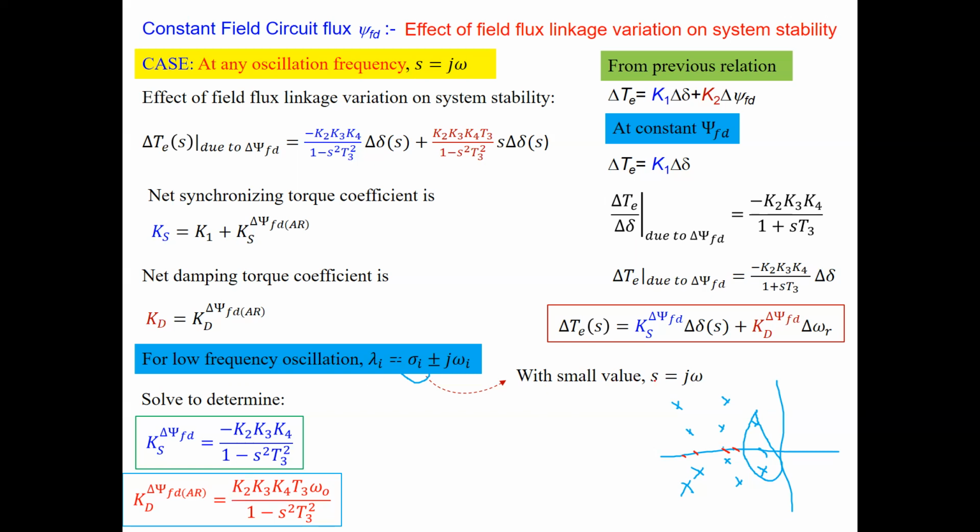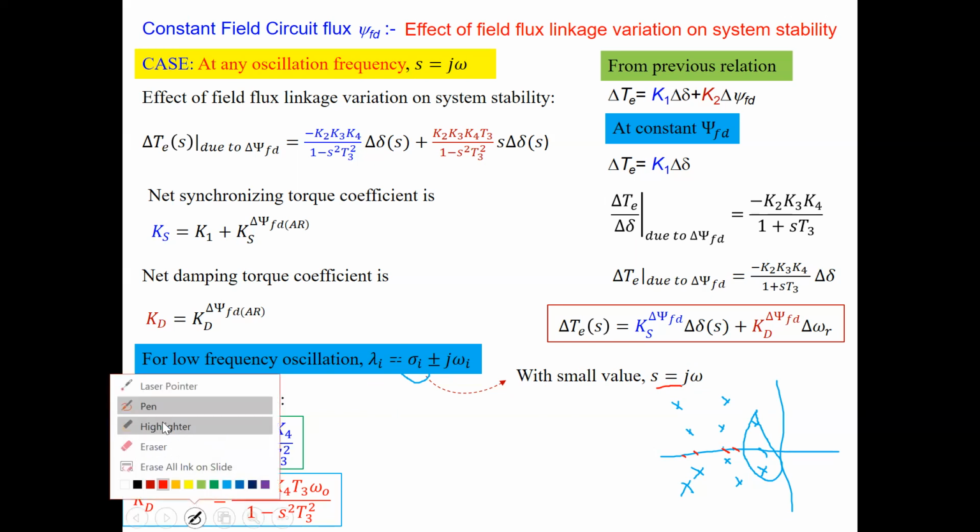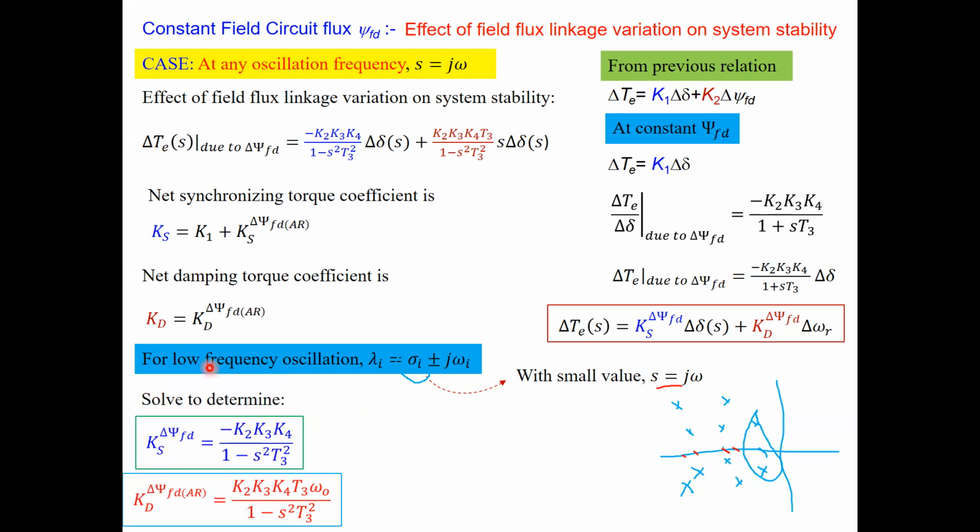And thus, for a small value of a dominant eigenvalue, let us assume that this quantity S is equal to j omega. Then we can solve for the synchronizing torque coefficient and damping from this quantity. We can substitute S equal to j omega here. Similarly, we can solve this part, the damping torque coefficient.